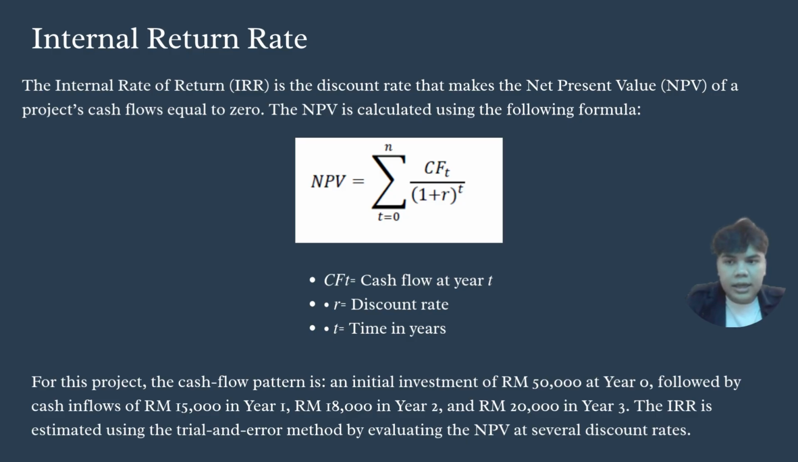For this slide, I will explain the internal rate of return, or IRR. IRR is defined as the discount rate at which the net present value of the project becomes zero. The NPV equation shown here is used to evaluate the project cash flow over time. For this project, the cash flow pattern consists of an initial investment of 50,000 at year zero, followed by cash inflows of 15,000 in year one, 18,000 in year two, and 20,000 in year three. The IRR is estimated using a trial and error approach by evaluating the NPV at different discount rates.